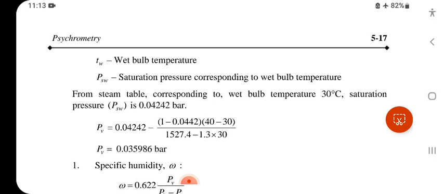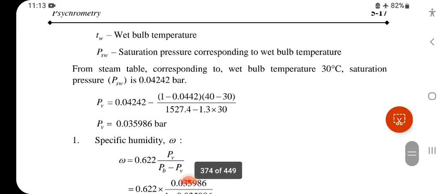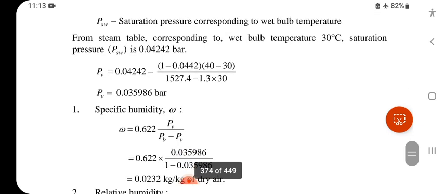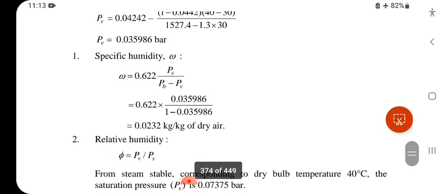0.04242 bar. So here we have to apply all the values in the vapor pressure formula, that is called PV equal to 0.04242 minus (1 minus 0.04242) into (40 minus 30), that is called wet bulb temperature as well as dry bulb temperature, divided by 1527.4 minus 1.3 into TW, wet bulb temperature 30 degrees Celsius. Here the vapor pressure is 0.035986 bar.